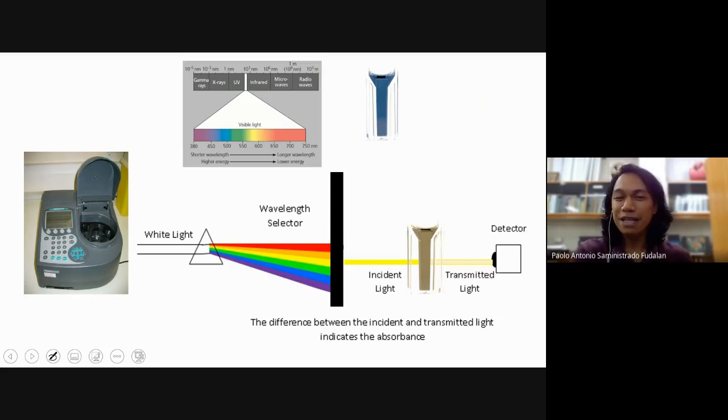when the yellow light passes through, a majority of it will pass through the sample and will be detected by the detector. The difference between the amount of incident light and transmitted light is actually an indication of the absorbance. So in this case, it looks like there's a bit of absorbance, but because this is the blank, you then tell your spectrophotometer, this is 0.